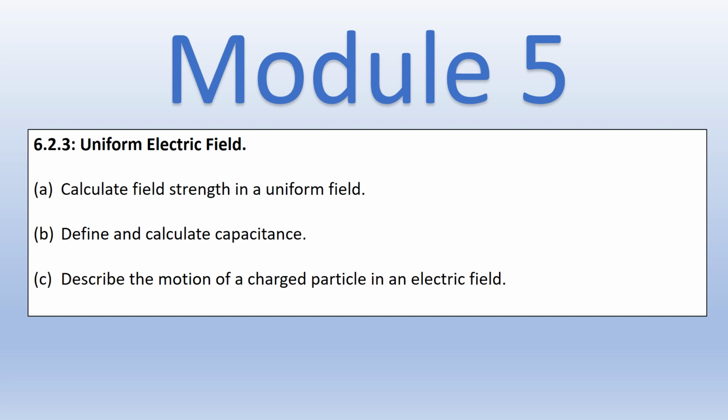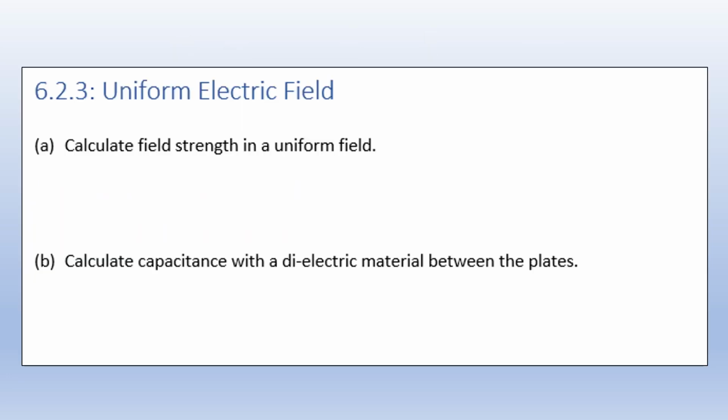Okay, so starting to model a slightly different type of field. We've been looking at radial electric fields. Now we're going to look at uniform electric fields, which are very similar to uniform gravitational fields. The field strength in a uniform field is the same everywhere, and we can calculate it if we know the potential difference between the two plates creating the uniform electric field and the distance between those two plates. So it's very simple to calculate.